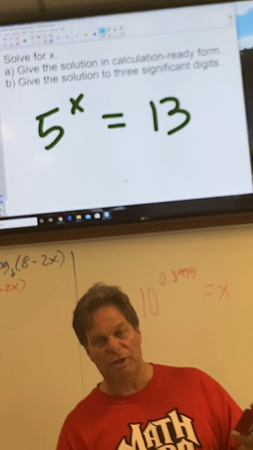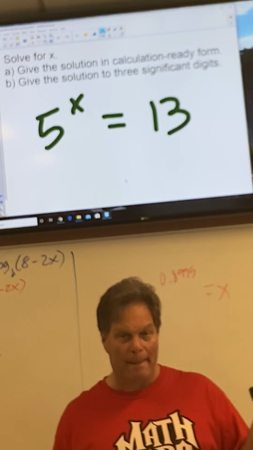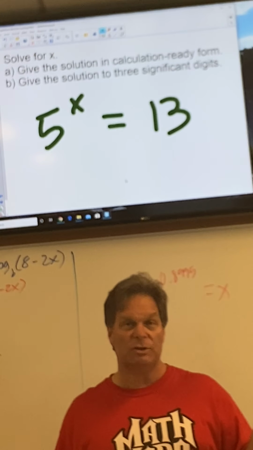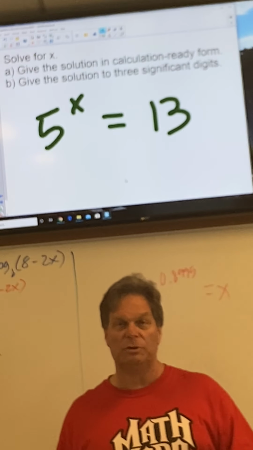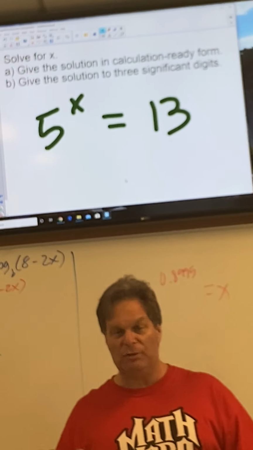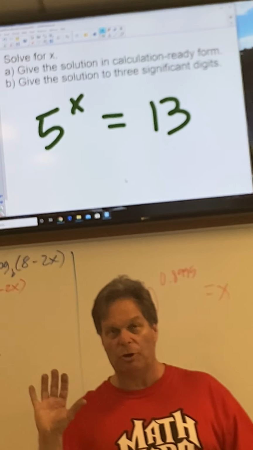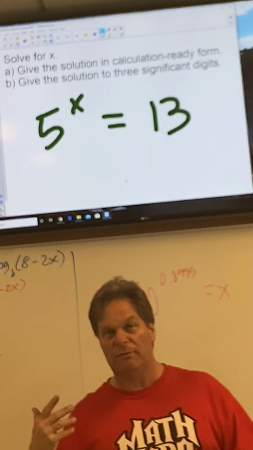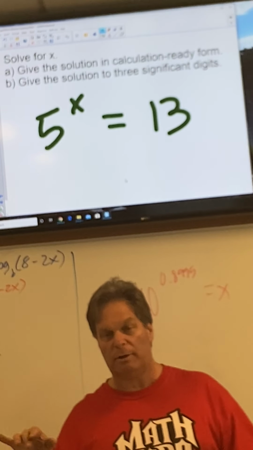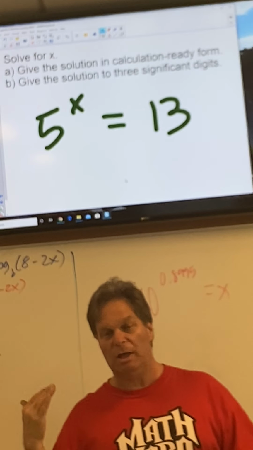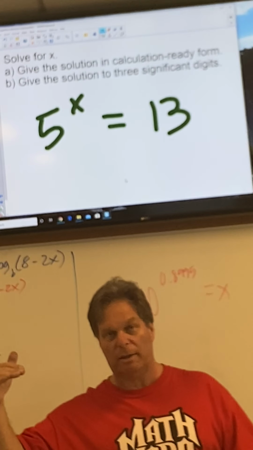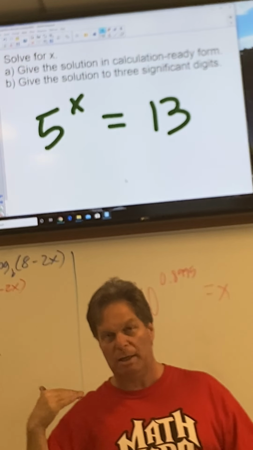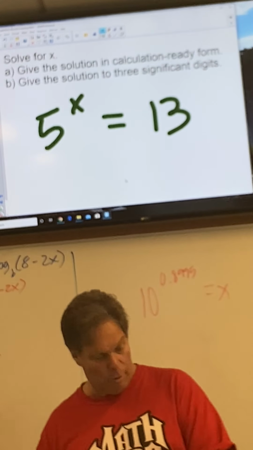So now we're actually going to solve equations, and notice there's a part A and a part B. Solve for x. A, give the solution in calculation ready form. That means not as a decimal, I'll show you what that means in just a minute. And then B, give the solution to 3 significant digits. That's when you plug it into the calculator. So A is when you give it before you plug it into the calculator. B is your 3 significant digit answer after you plug it into the calculator. So here's how it works.